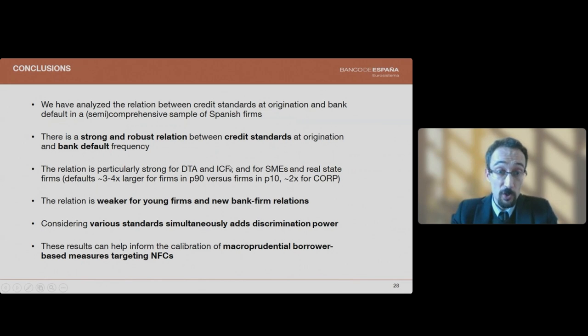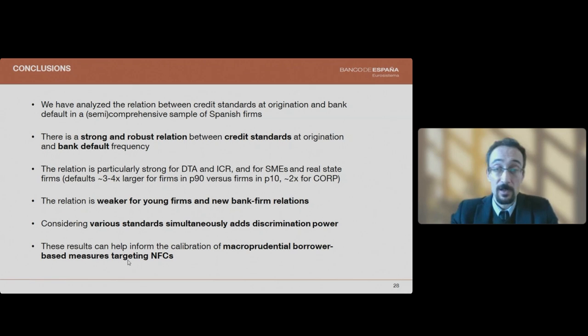We have found a very strong and robust relation between credit standards at origination and bank default frequency. It's stronger for debt to assets and interest coverage ratio, and especially for SMEs and real estate firms, but also for the other sectors. The relationship found is weaker for young firms and new bank-firm relations. Considering various standards simultaneously adds discriminatory power, and so there is some scope for complementarities of using different measures at the same time. And we hope this is a first step towards the calibration of macroprudential borrower-based measures targeting non-financial corporations.